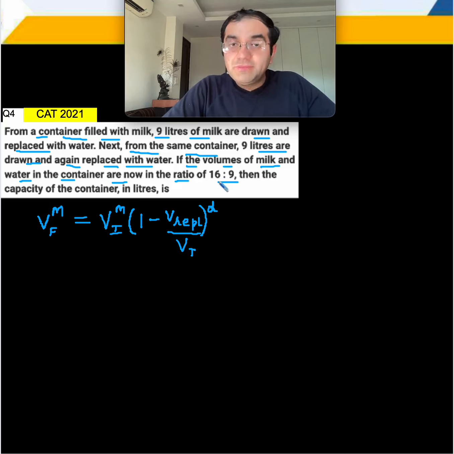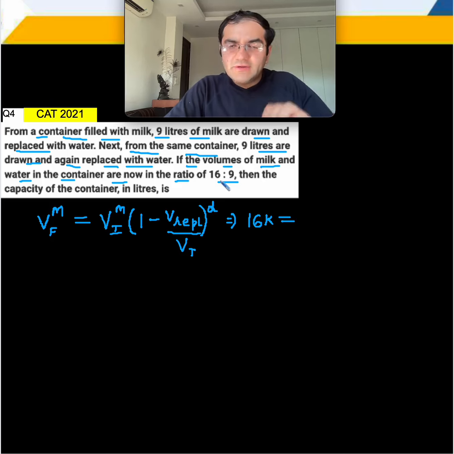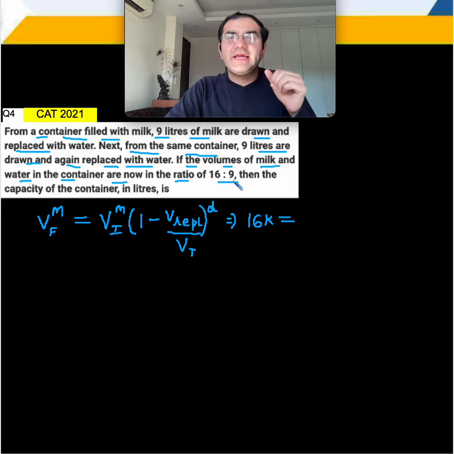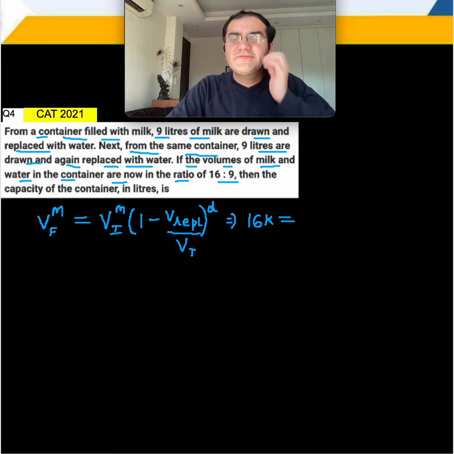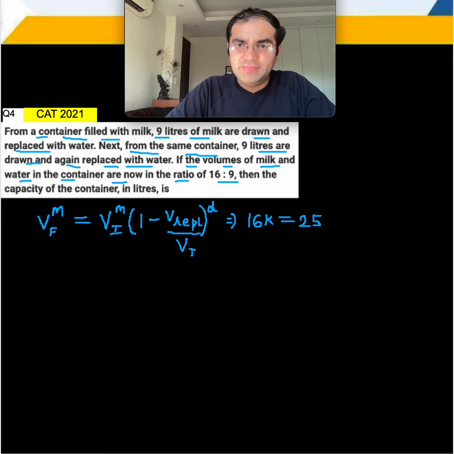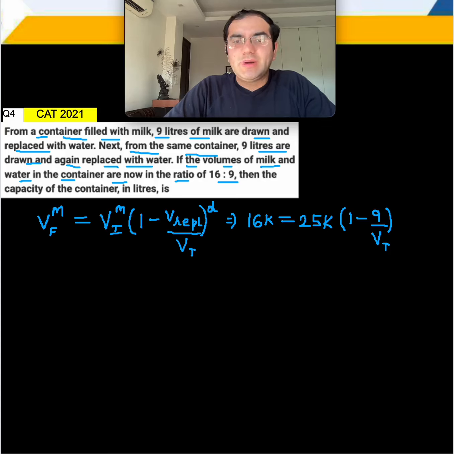So what are the volumes that I have? Final volume of the main fluid, milk, 16:9 becomes 16K. And what is the initial volume of milk inside the fluid? That will be all of it, 16 plus 9, 25K, because originally the container was filled 100% with milk. 25K, 1 minus, what is the volume that you are replacing? 9. Volume total you have to find out, the capacity of the container. You are doing this process twice. The replacement has happened twice, whole square.